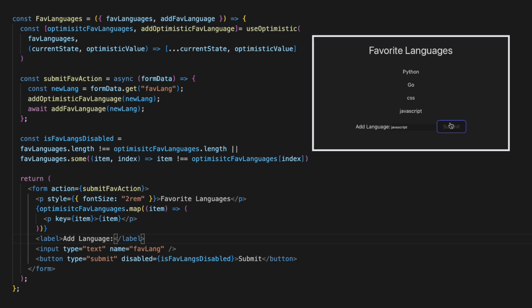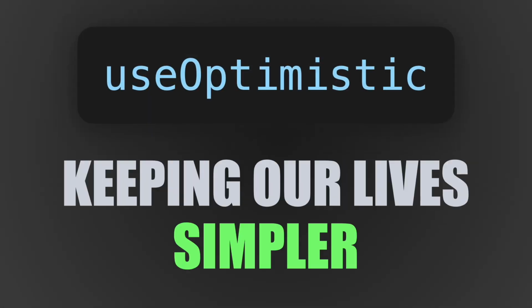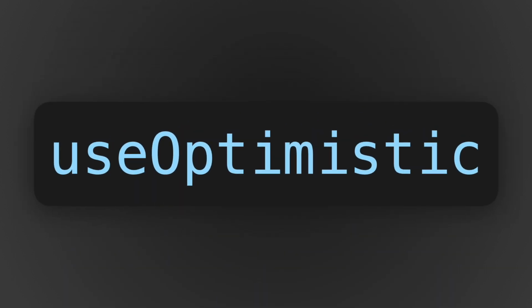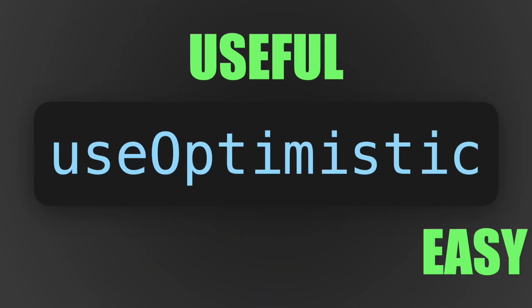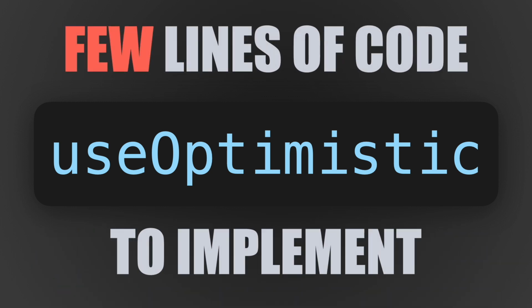This example was for an array, but objects work just the same. And these functions have built-in fallbacks too. So if the async function fails to add a language, the optimistic list just reverts to the original one. It does most of the work, keeping our lives simpler. And that's all there is to the useOptimistic hook. It's useful, easy to understand, and only takes a few lines of code to implement.